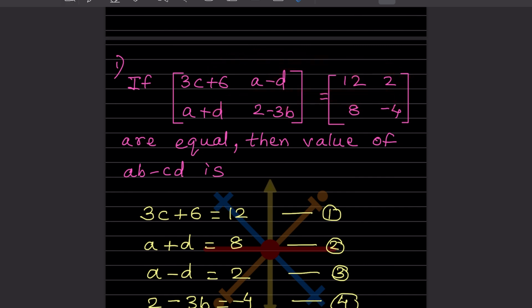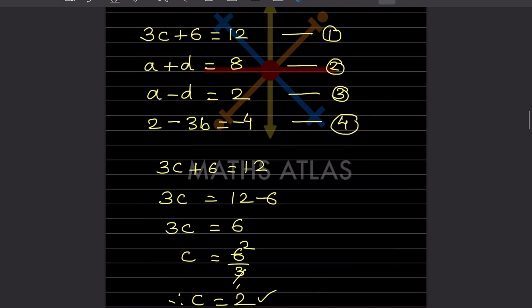So I've written the equations now. This I've taken as equation number 1, this as equation number 2, this as equation number 3, and this as equation number 4. So we have to find out the value of AB minus CD. First we have to find separately the values of A, B, C and D.